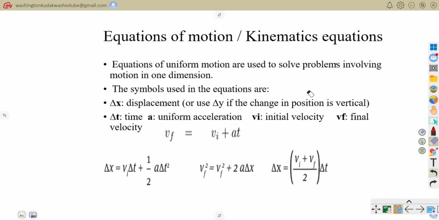So this video is just an introduction to motion in one dimension. The following videos will be about calculations using these equations of motion, as well as calculating given a description of our motion.